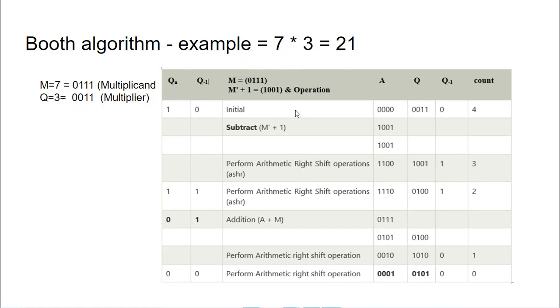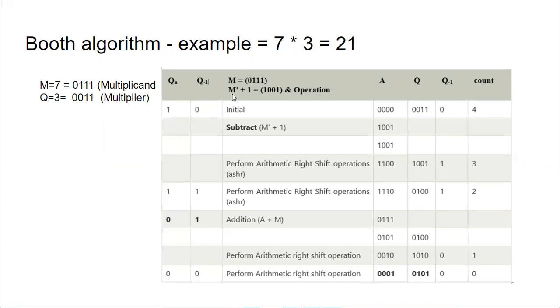And here these are the initial values: A is 0000 and the Q register is 0011, and Q minus 1 we have made 0, and count is 4 as there are 4 bits. Okay, so initialization is done. And we will be having the subtraction also, A minus M. So in order to do that, we will first calculate the 2's complement of M and keep it for further use.